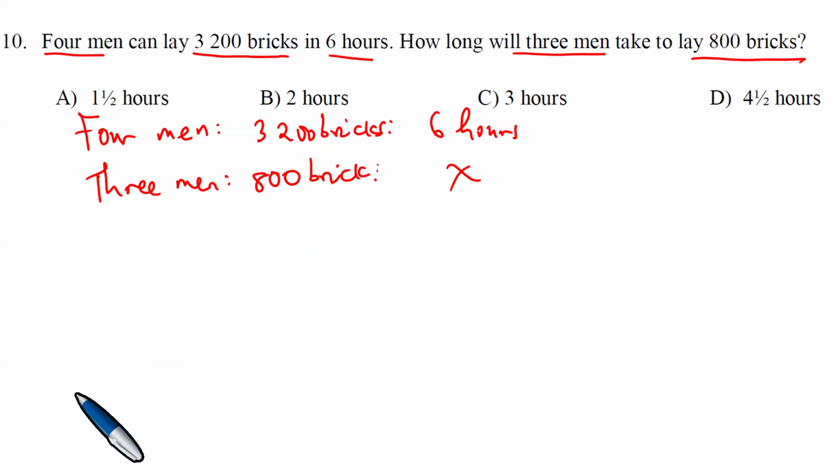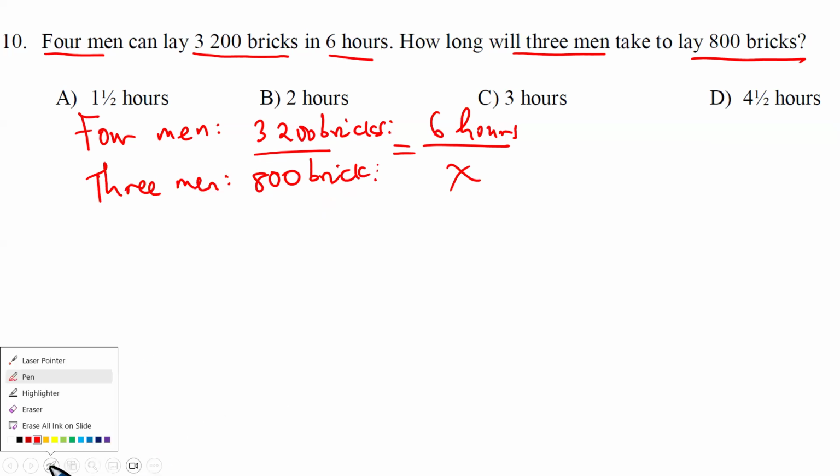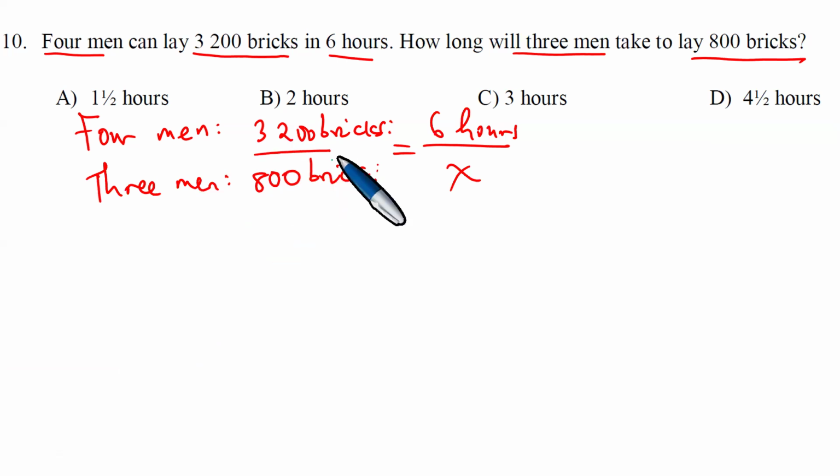We're just writing this. These are ratios. One way to do this is just to divide this and this and put an equal sign here. And then you cross multiply. As much as there can be many ways to do it, this is just one way. So if you just put in a division and an equal sign, then you can have 3,200x is equal to 6 times 800.